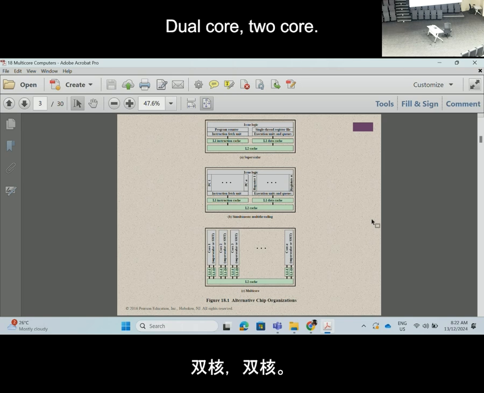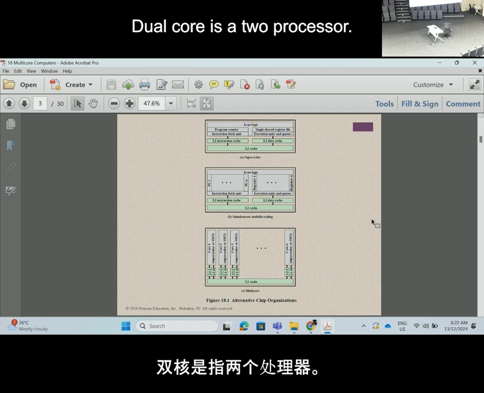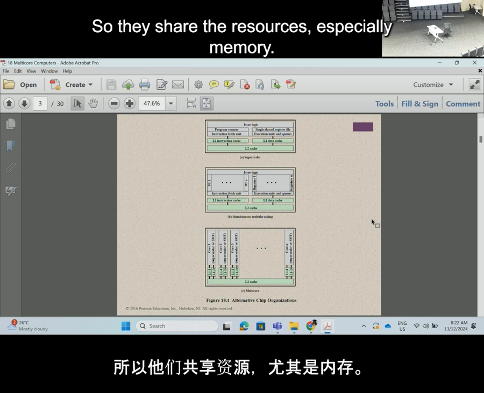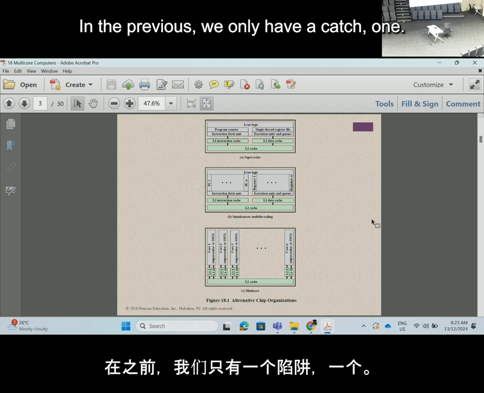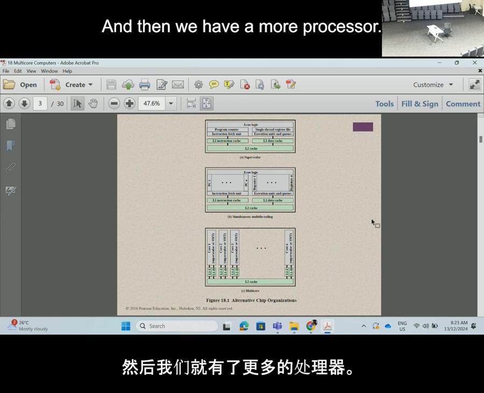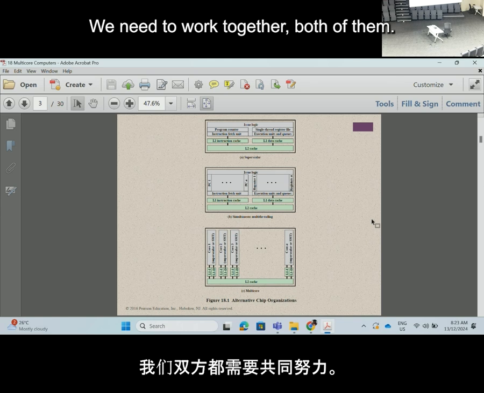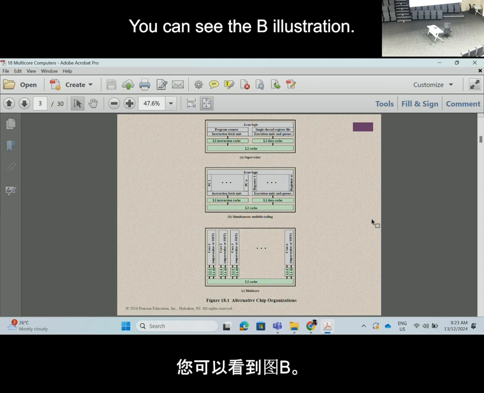Dual core, two core. Dual core means two processors. So they share the resources, especially memory. In the previous design, we only had one cache. And then we have more processors, and we need them to work together, both of them. You can see the B illustration.